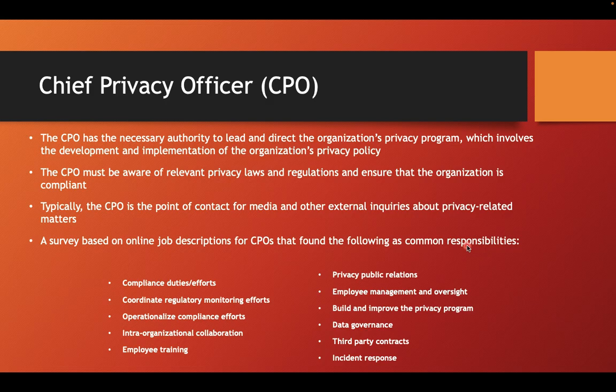Build and improve the privacy program. You have to be able to develop privacy programs for your organization. You have to, and at the same time, implement them with the approval from the chief executive officer. Then data governance, you must be able to provide information governance and data governance in your enterprise network. Then the third party contracts, in case you have to deal with other companies, you should be able to be on top of the game in drafting third party contracts when it has to do with privacy.